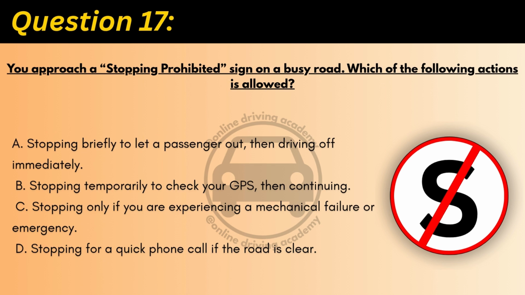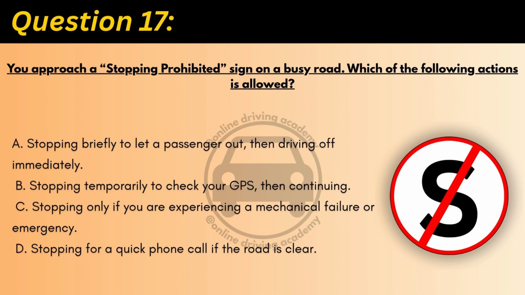You approach a stopping prohibited sign on a busy road. Which of the following actions is allowed? Now this is pretty simple, right? Look for the answer that's going to be telling you that stopping is not allowed. Option A says stopping briefly to let a passenger out, then driving off immediately. That's going to be incorrect. Option B says stopping temporarily to check your GPS, then continuing. Remember, stopping is not allowed for any reason. So option B is going to be incorrect.